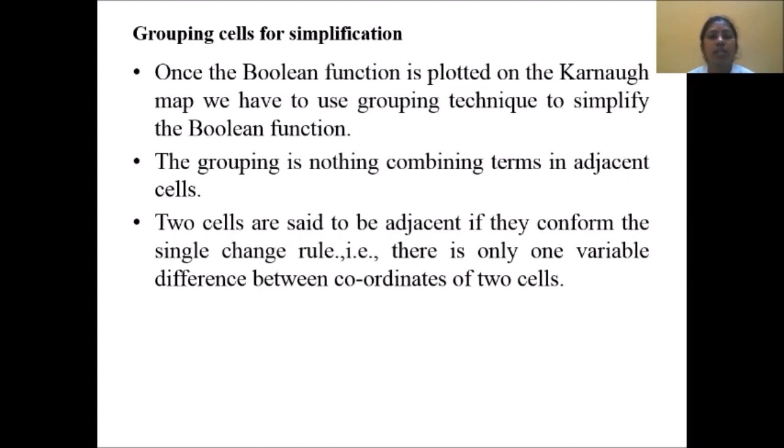Two cells are said to be adjacent if they conform to the single change rule. That is, there is only one variable difference between the coordinates of two cells. So grouping has to be done for the simplification of the Boolean expression. This grouping involves different types, that is quad, octet, pair and single. So these are the four methods of grouping the Boolean expressions.